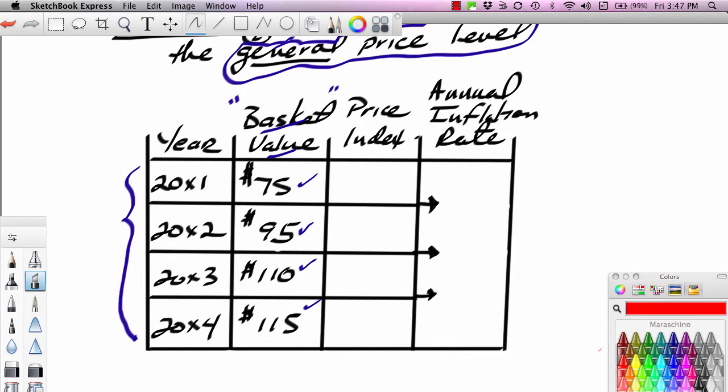Now a second important idea here is to identify one of the years as our base year. We're going to identify arbitrarily. Arbitrarily means it's picked. I could pick any one of these 4 years here, but I'm going to identify 20x2 as what we call our base year. Now what that means is the other years are going to be compared to 20x2.